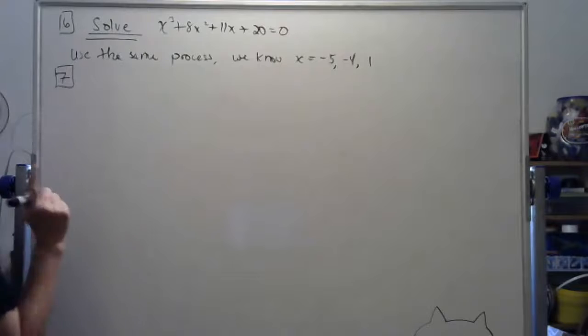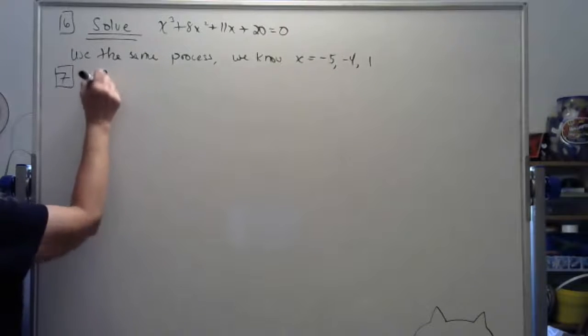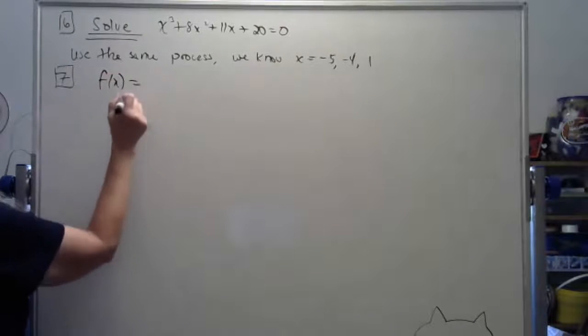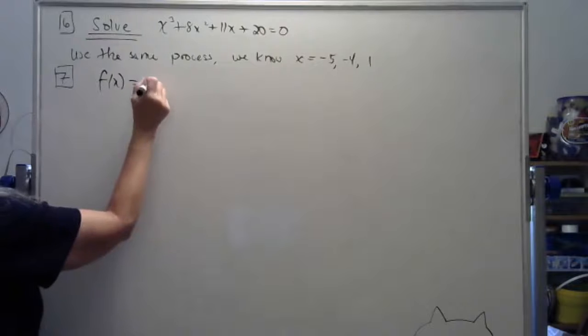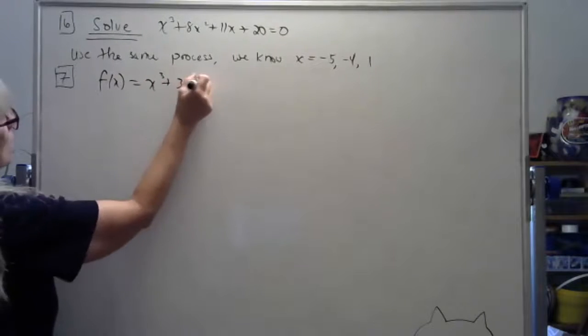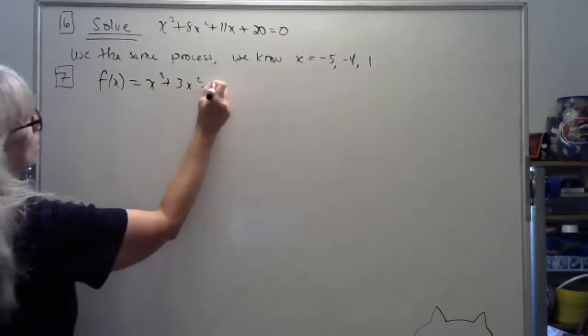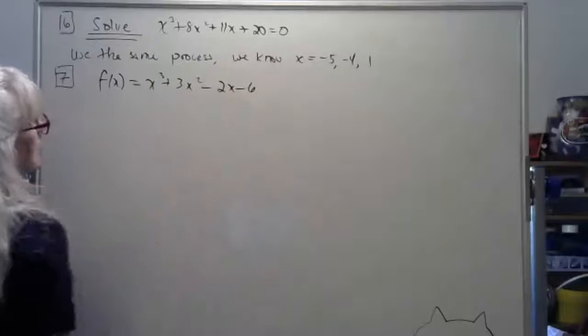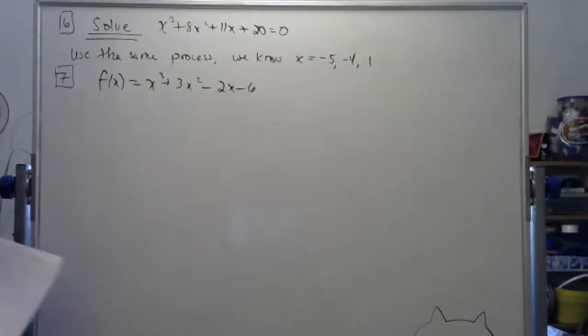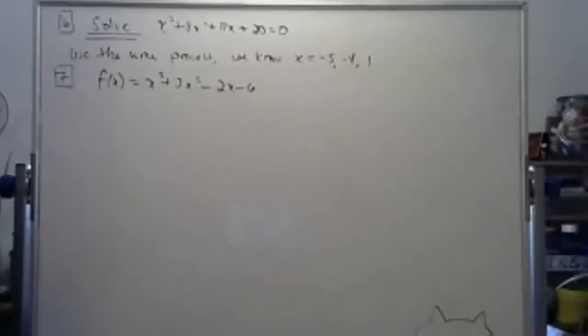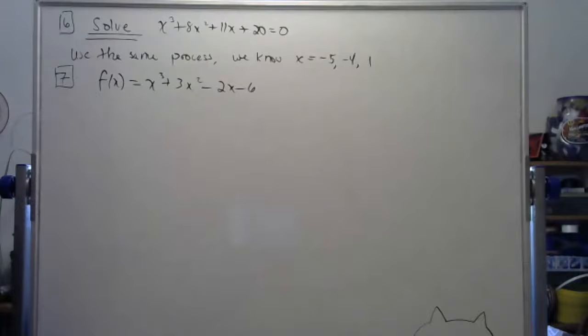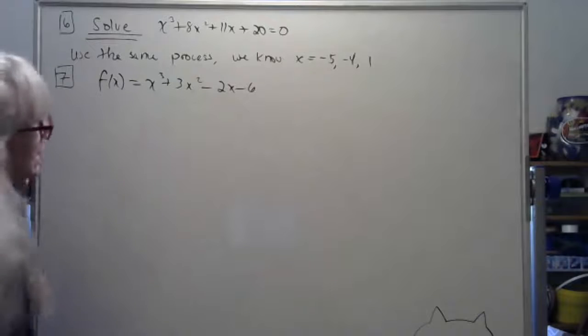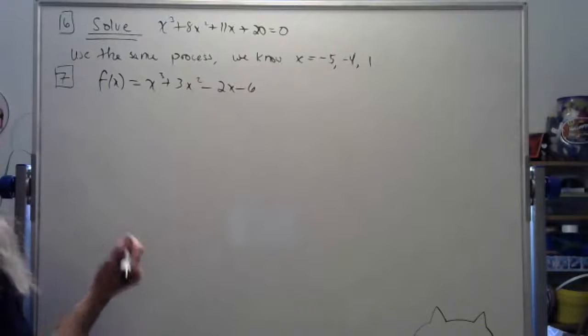Example 7 gives us a new polynomial to work with. So f of x is equal to x cubed plus 3x squared minus 2x minus 6. So we want to find the real zeros and then use the zeros to factor it. So let's go through our steps again. I'm going to start labeling them just because I think it helps us.